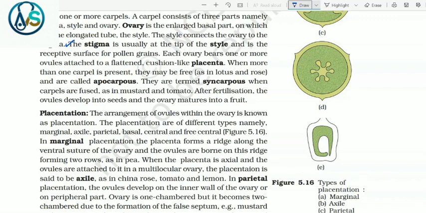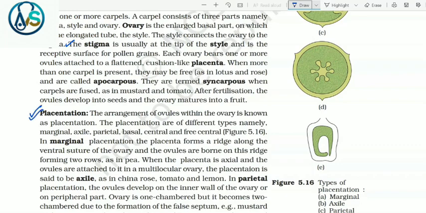Each ovary bears one or more ovules attached to a flattened cushion-like placenta. When more than one carpel is present, they may be free, as in lotus and rose, and are called apocarpous. They are termed as syncarpous when carpels are fused, as in mustard and tomato. After fertilization, the ovules develop into seeds and the ovary matures into fruit.